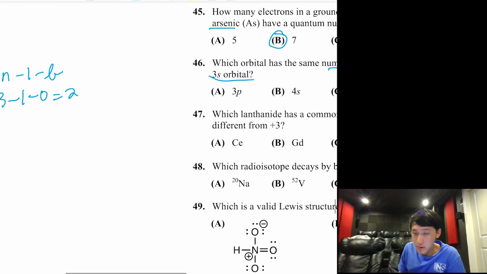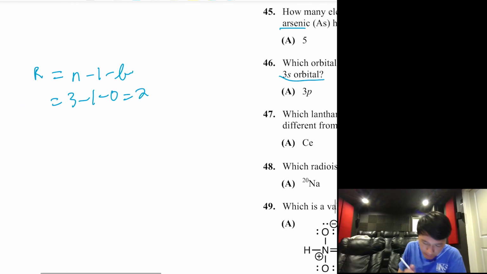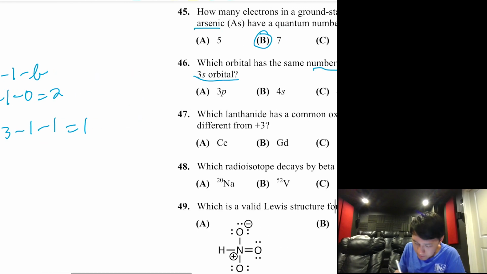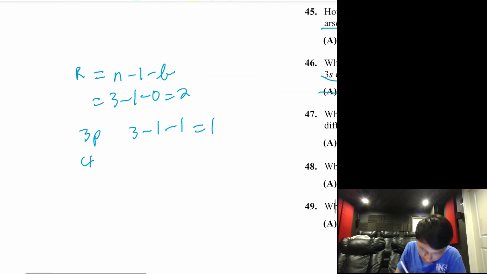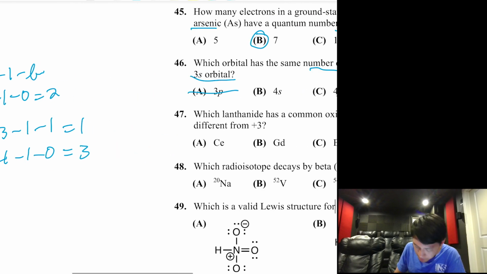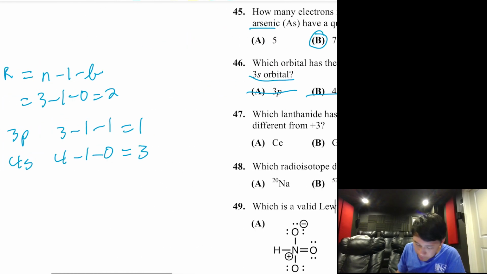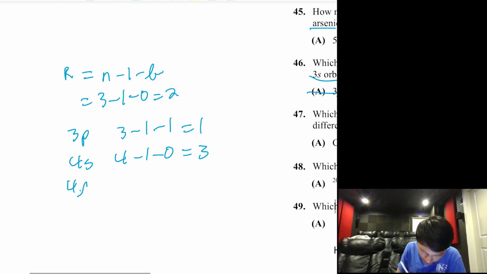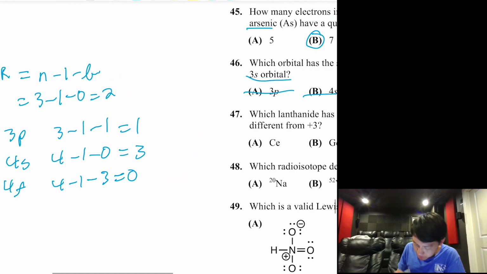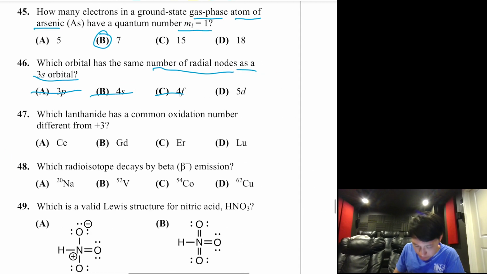So then we just need to plug in values for each of these. For 3p, we're going to have 3 minus 1 minus 1, and that equals 1, so that's clearly wrong. For 4s, we're going to have 4 minus 1 minus 0, and that's going to equal 3. That's not equal to 2, so no. For 4f, we have 4 minus 1 minus, s is p, d, f, so 3. So that's going to equal 0. That's not correct. So we know D is our correct answer.